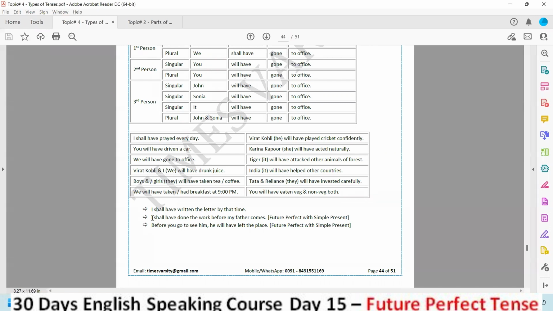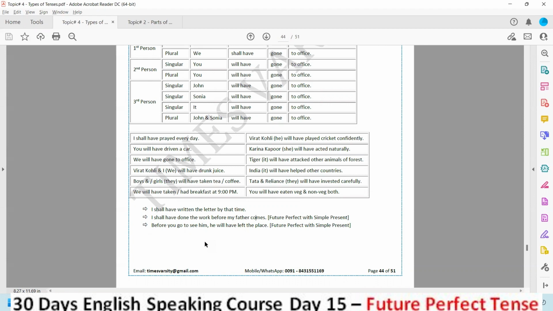So you can see here, this part of the sentence is in future perfect, and this part of the sentence is in which one? Future perfect with simple present. So this part of the sentence is future perfect, and this part of the sentence is simple present. Next sentence, please. Before you go to see him, he will have left the place.